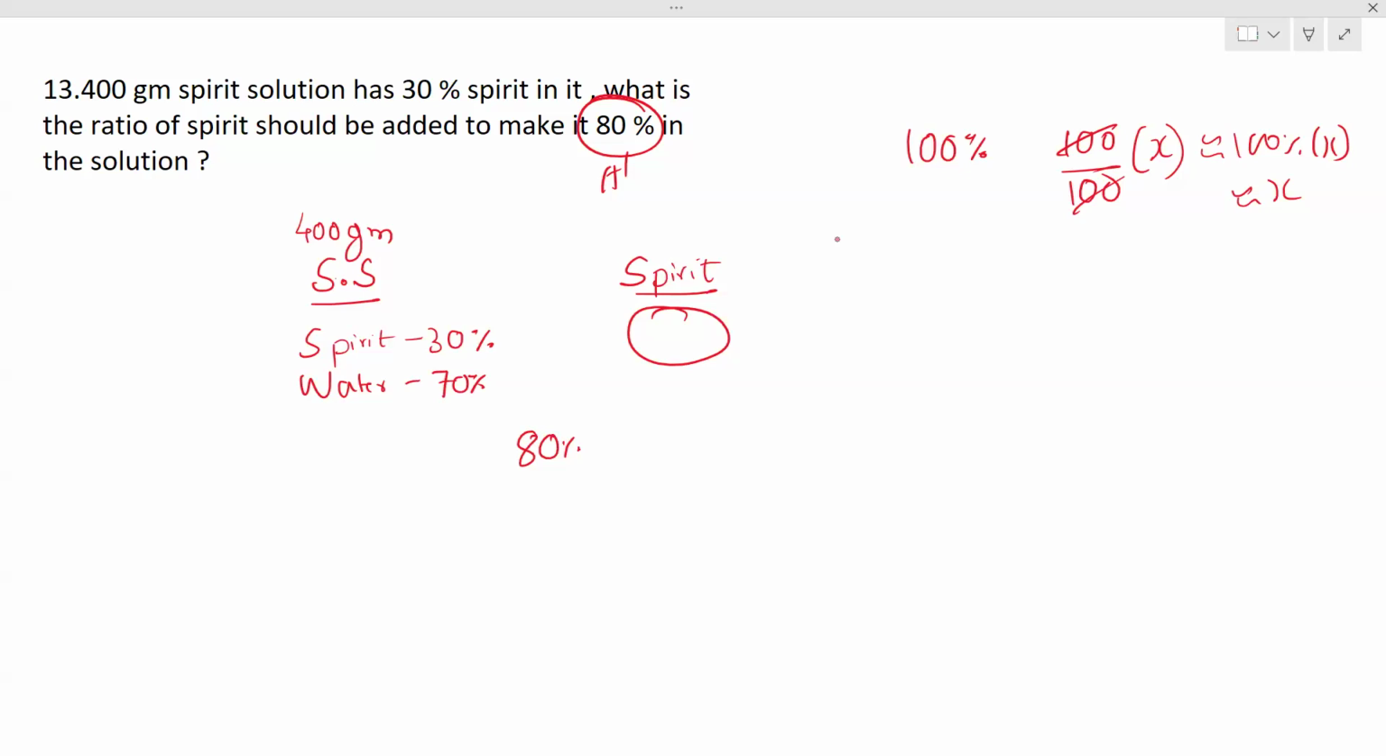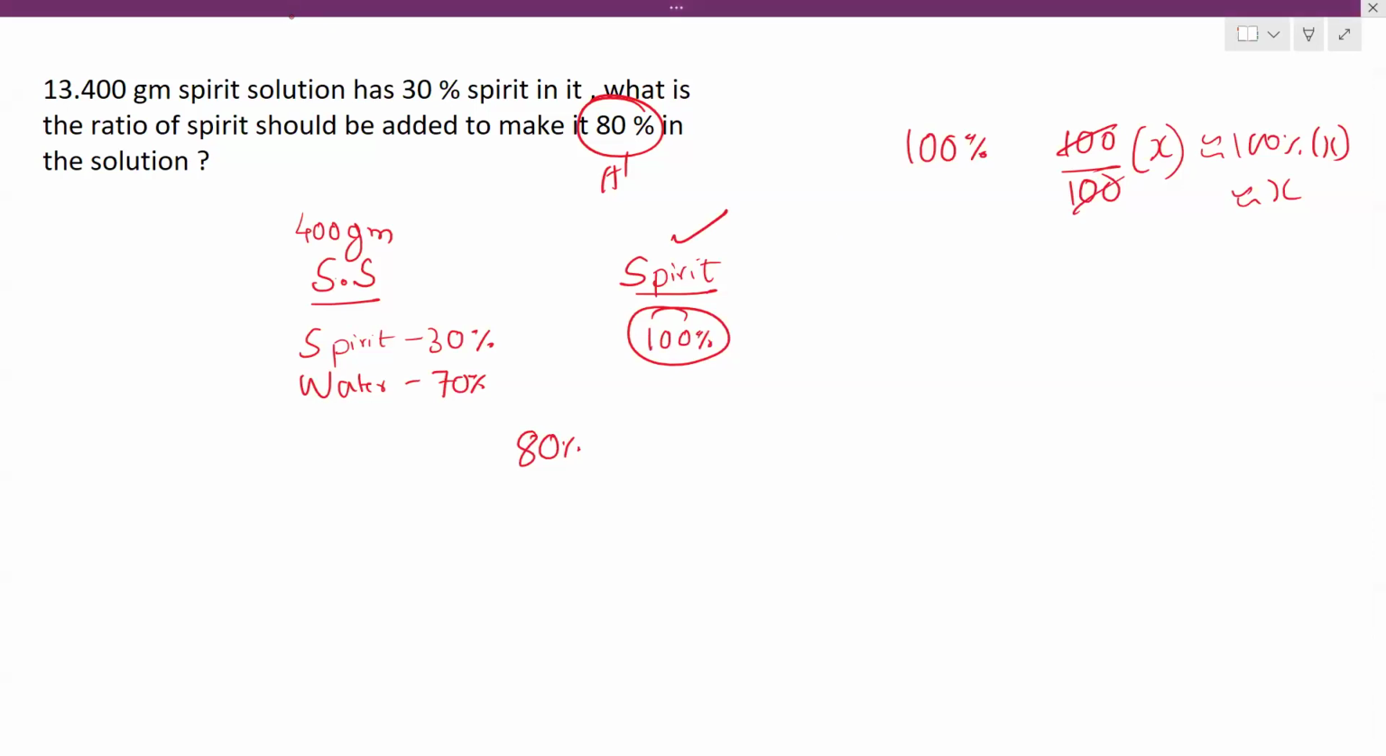Now you guys tell me, what will be spirit in spirit itself? It will be 100% because it is nothing but concentrated spirit that is being poured in, meaning spirit solution will be 100%. Now, sir, what term should I deal with?